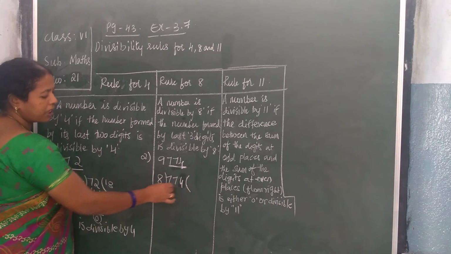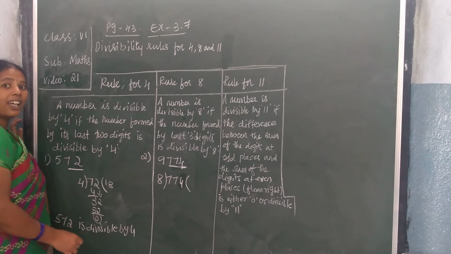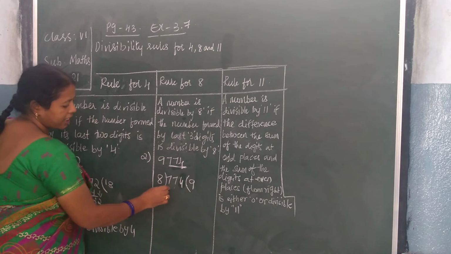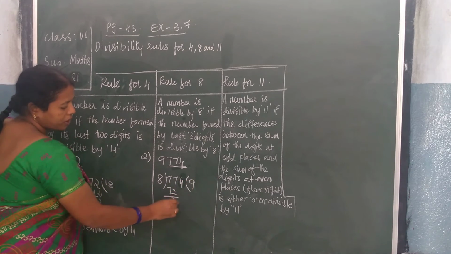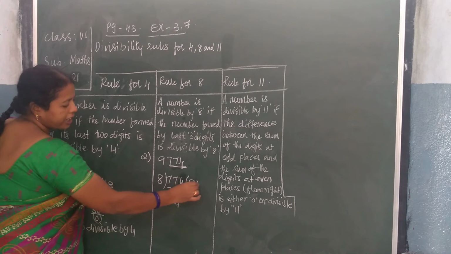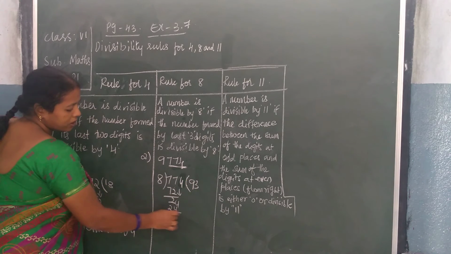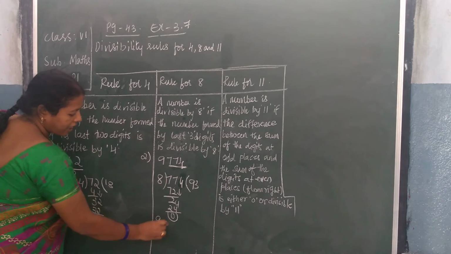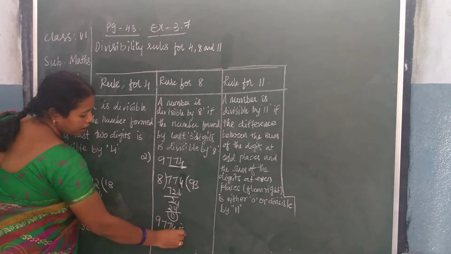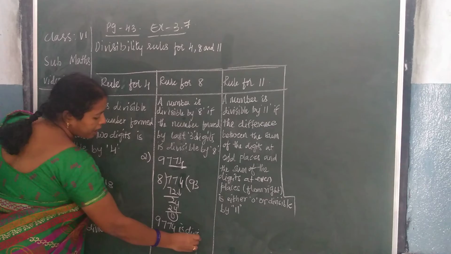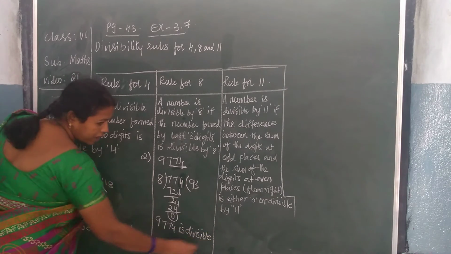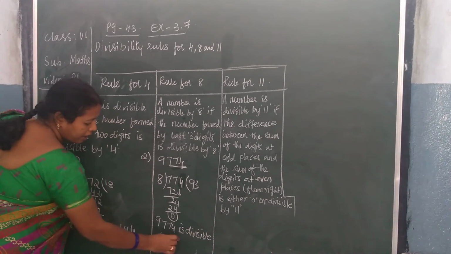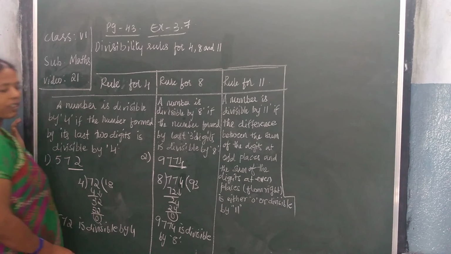Now in the 8 table, 77. 8 9s are 72. Then bring down 4. 8 3s are 24. So the remainder is 0. Then what will you say, children? 9774 is divisible by 8. What have you said? Is divisible by 8. This is the question, children.